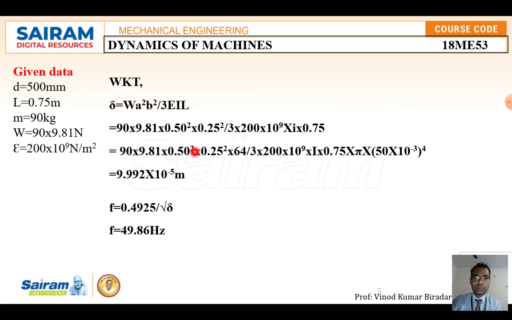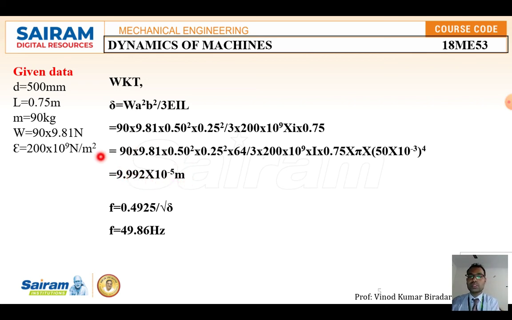Again you have to simplify. But what is the moment of inertia I equal to? Pi by 64 d to the power of 4, where the diameter is given as 15 into 10 to the power of minus 3. Wherever I is there, just substitute it. You substitute all the values, and you are going to get the deflection equal to 9.992 into 10 to the power of minus 5 meter.